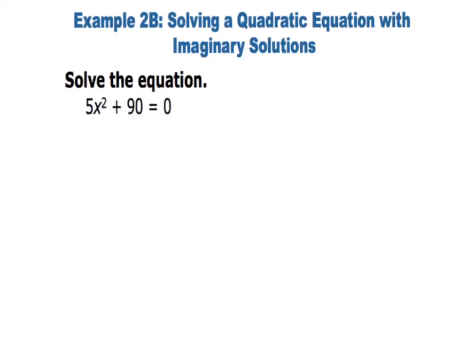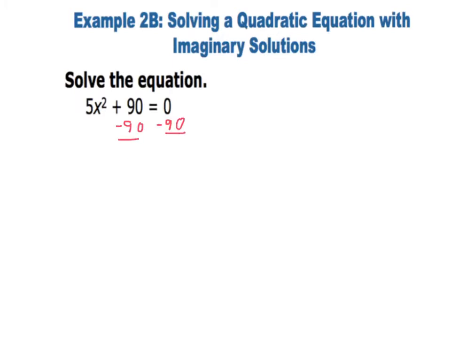Now, for this next problem, I want you to take a look at this. It's 5x squared plus 90 equals 0. Of course, you could solve this using any of the other methods, but I'm going to show you a technique that can be used when I don't have a linear term. You see how we don't have a plus 0x? If you don't have a linear term, we can do a process called extracting the root. In other words, I want to get this x squared by itself. I can do that by subtracting 90 from both sides.